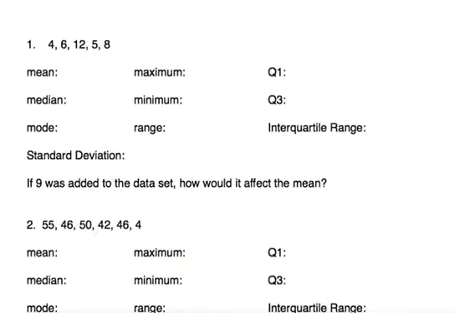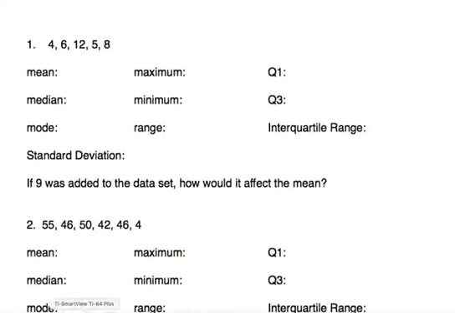So looking at some examples, on number 1, you've got a data set that includes 4, 6, 12, 5, and 8. In order for us to get all of this information, we can get all of that on our calculator for the most part. There's a couple of questions on there that are not going to be specifically worked out for us on the calculator, but we can easily find those.